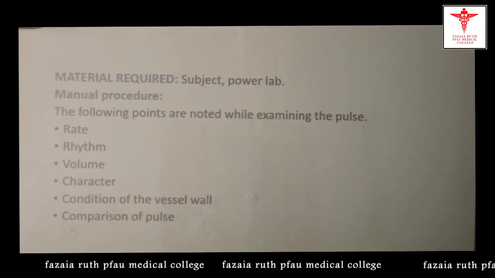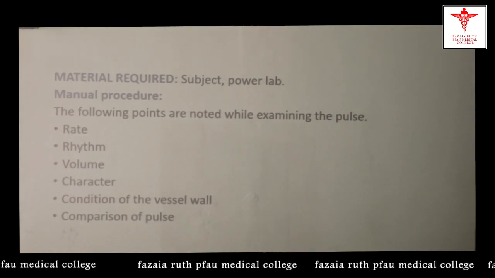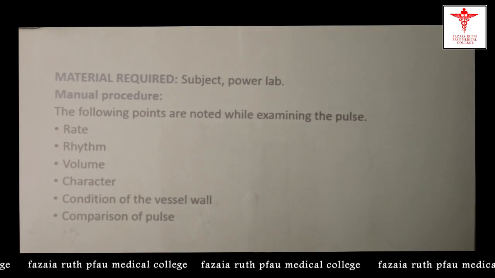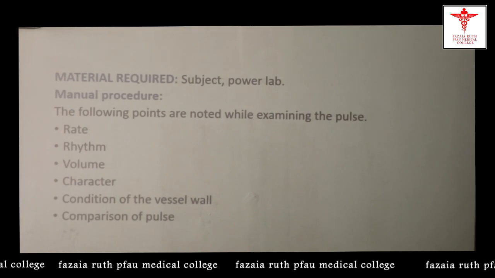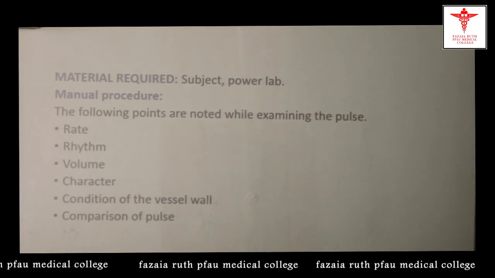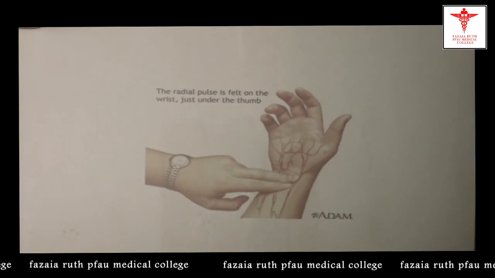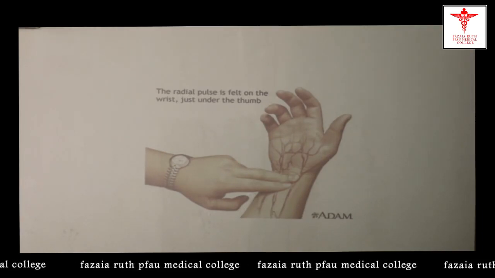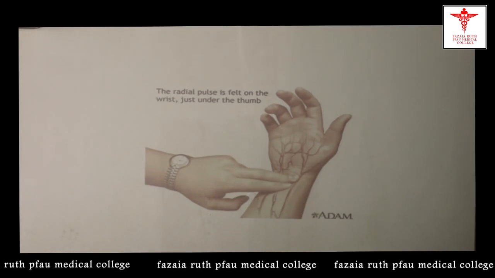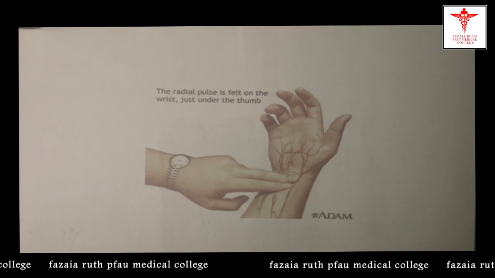So for the pulse, what do you need to look at? We look at the rate, rhythm, volume, character, condition of the vessel wall, and then we compare both pulses, of the right side and the left side. This is how we are going to look for the pulse to perform the practical. And we are going to demonstrate it over here, so that it will be easy for you to learn.